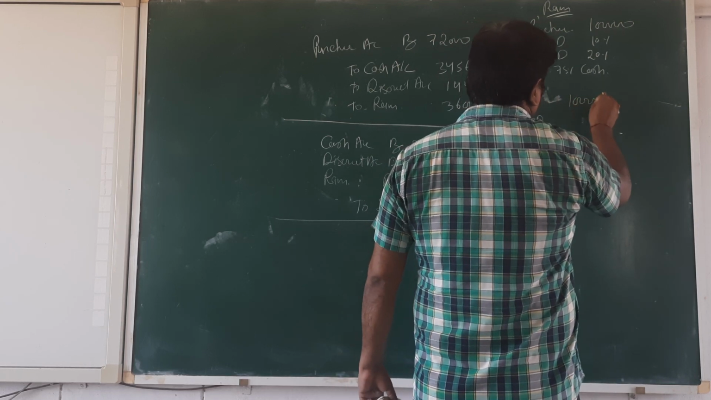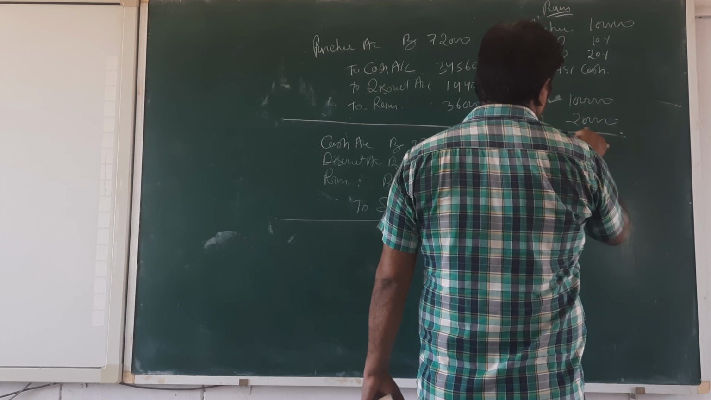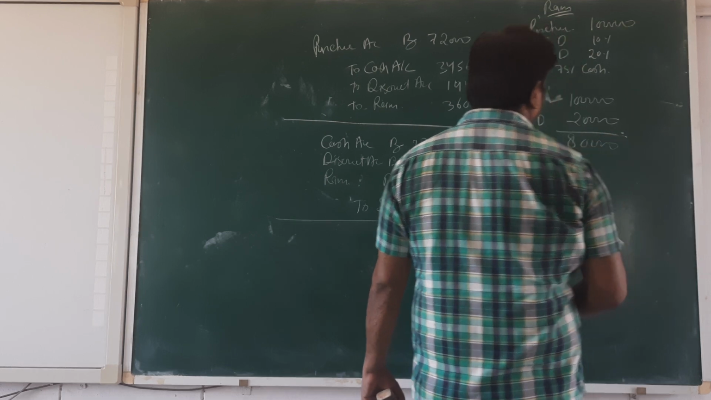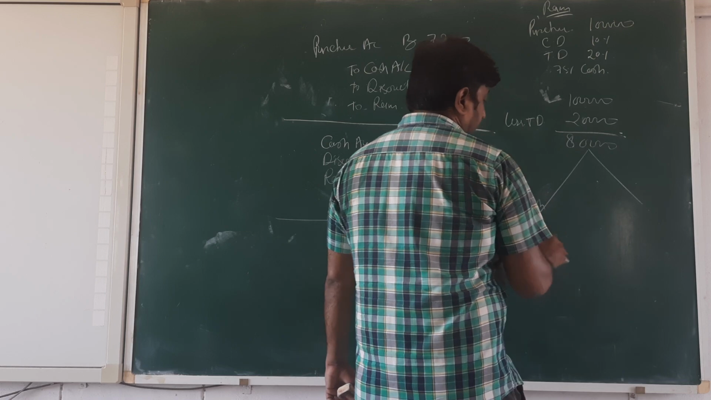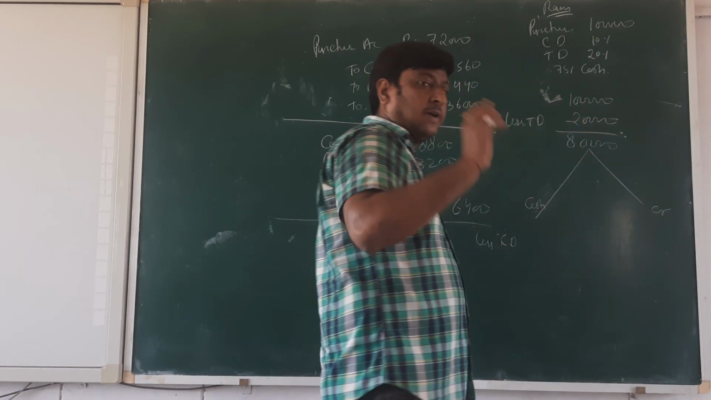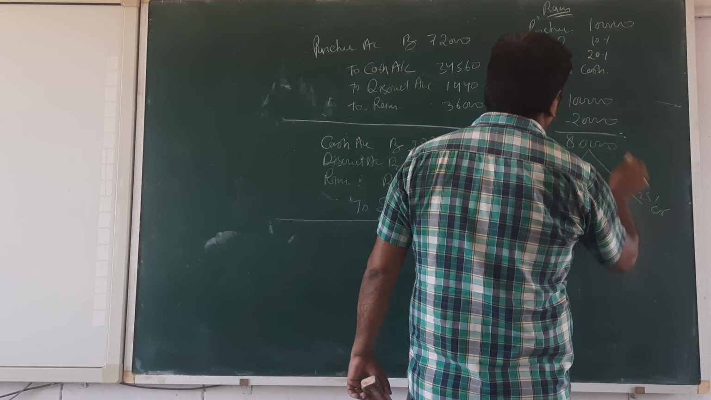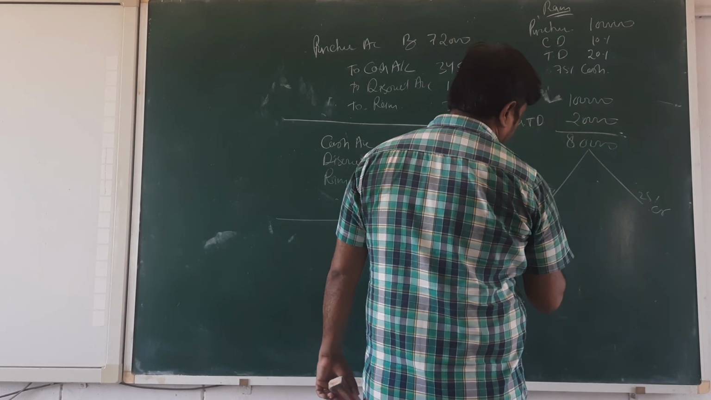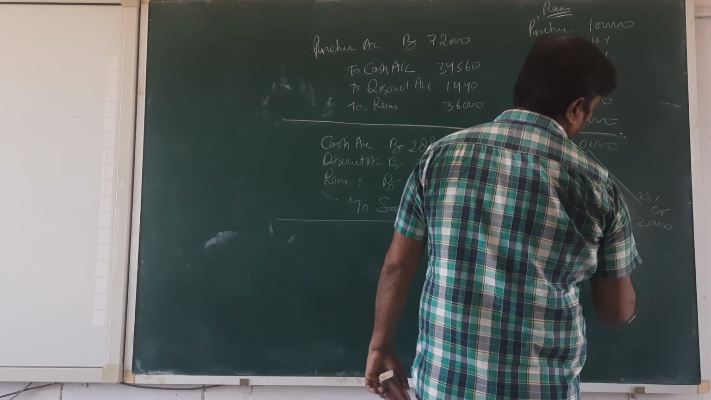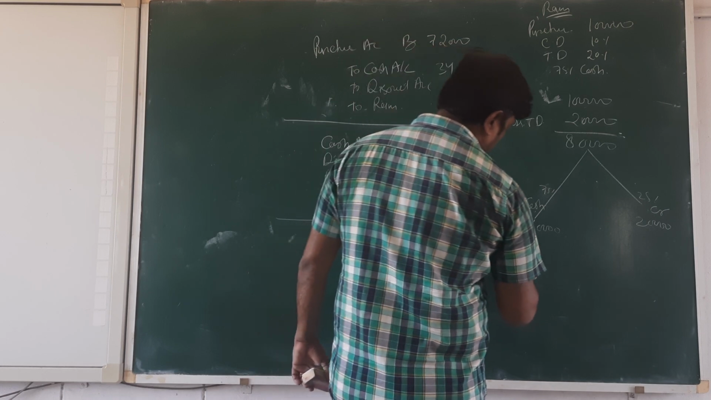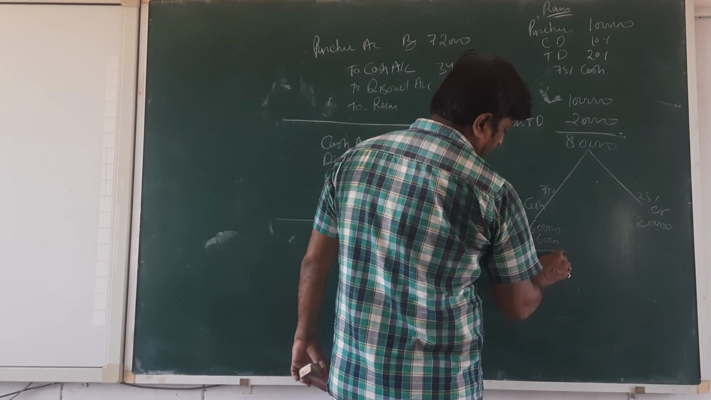Total amount 1 lakh, trade discount 20%, less this discount, remaining amount 80,000. Divide this into 75% cash and 25% credit, beta. 75% and 25%. Just see here. So 75% is 60,000 and 25% is 20,000. Okay. Then 10% cash discount, less 6,000.